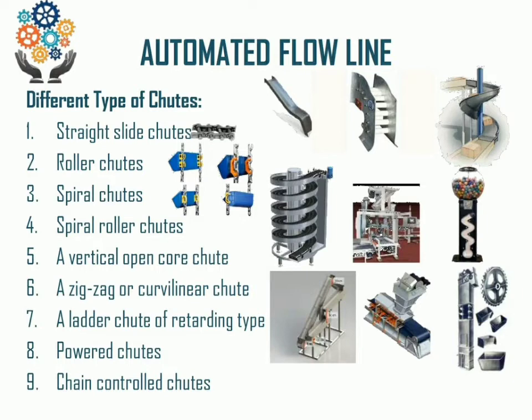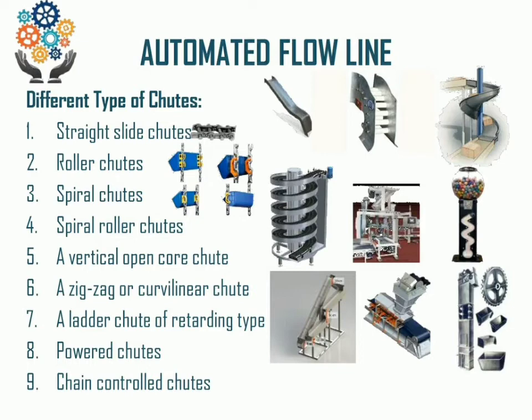Then roller chutes are also gravity conveyors, where we can place the material at the top of the workplace and it automatically slides with the help of gravity to the downward workstations. Then spiral chutes also come under the category of gravity conveyors. Then spiral roller chutes also come under that category. Vertical open core chutes also come under that category.